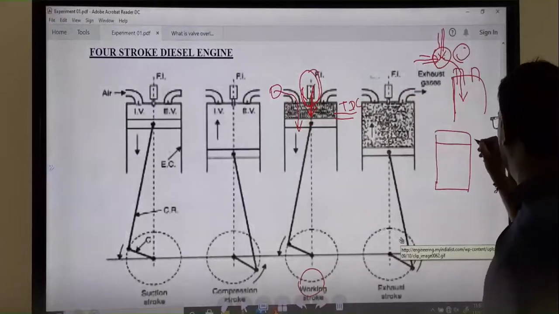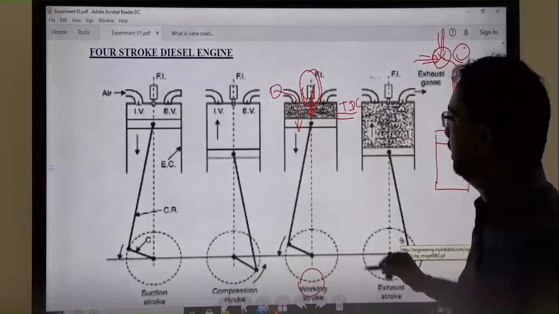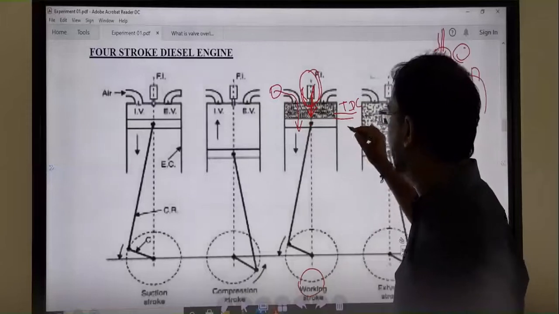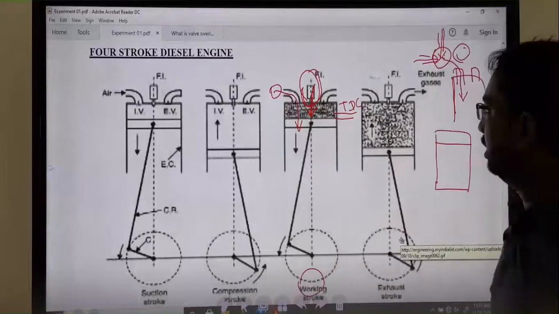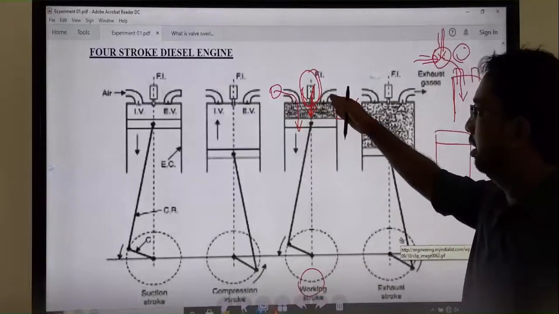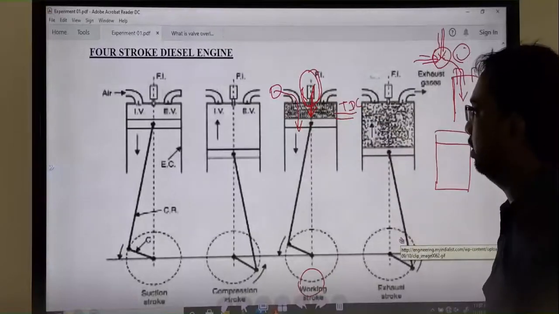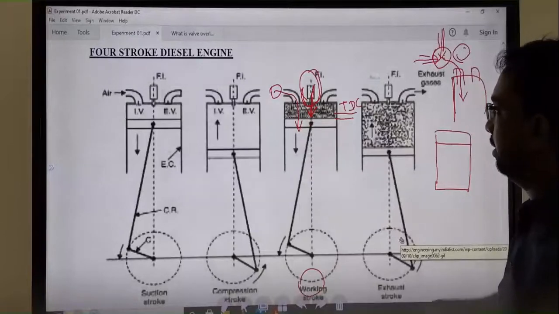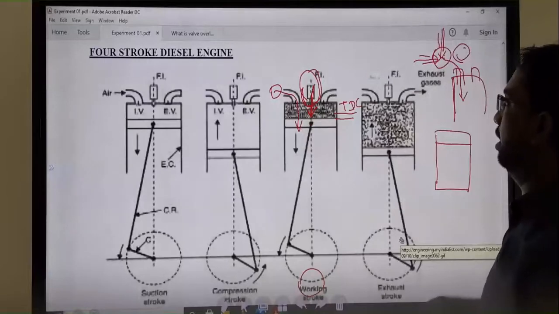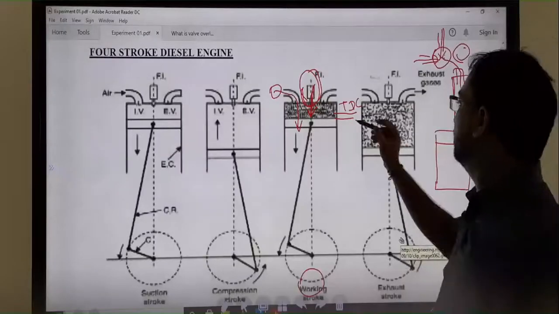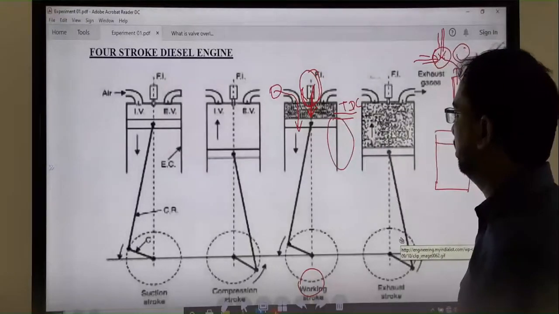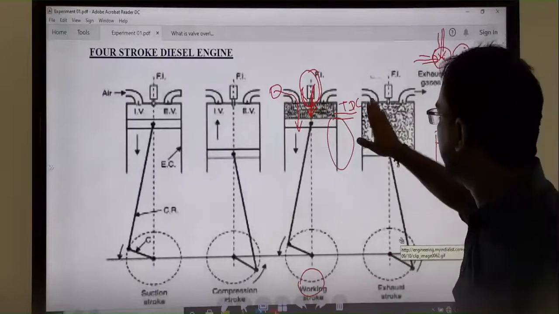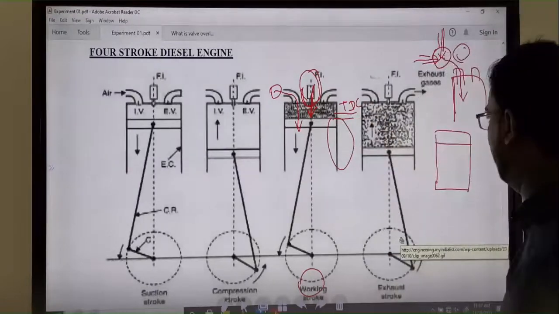For example, here there is a higher compression than in the petrol engines. Otherwise, we need an ignition, spark ignition, to burn this air mixture. So diesel engines are highly compressed compared to petrol engines. On the next page we can study this clearly.